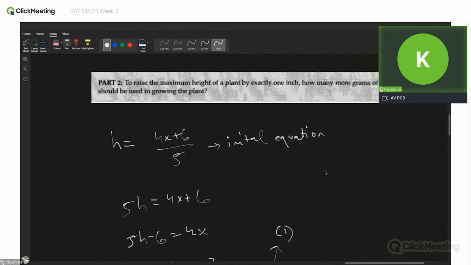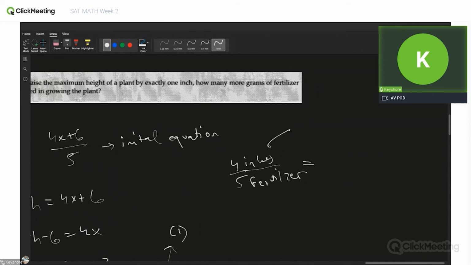The other way that I personally like better is the slope way. We previously figured out that 4/5 is the slope, or 4/5 inches is increased if we add 5 grams of fertilizer. That's what this means, because this is change in y over change in x. So if I add 5 grams of fertilizer, my plant's maximum height will increase by 4 inches. So now that we know that, we just have to make this equation in a way where we get 1 inch on the top.